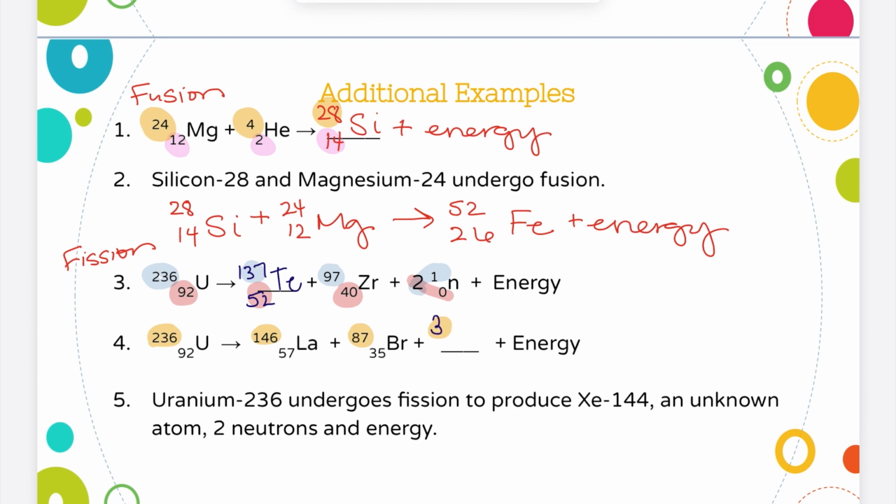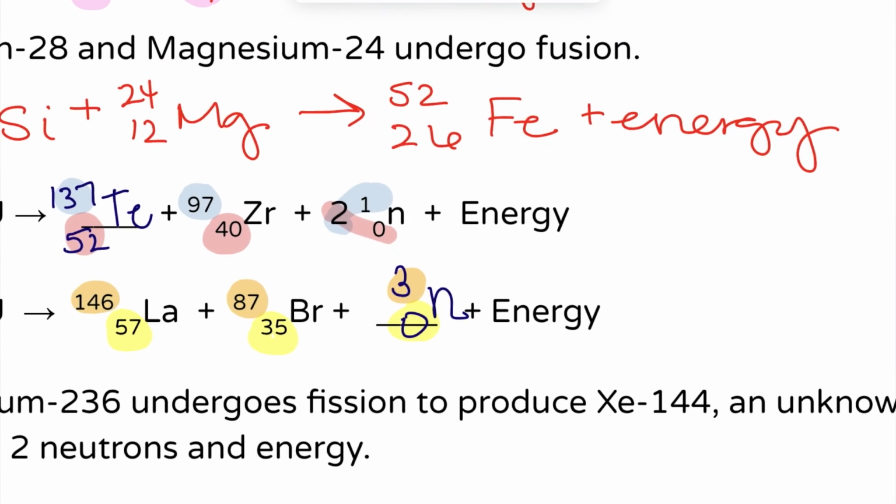Looking at my numbers on the bottom, it doesn't matter what order, or if you do the numbers on the top first or your protons on the bottom first. I usually just start with my top numbers, but it doesn't matter. 92 is going to need to equal 57 plus 35 plus this. So I'm going to do 92 minus that 57 minus that 35, and I get a 0, meaning that whatever is here has 0 protons, but a mass of 3. Well, what has mass but isn't a proton? That is a neutron.